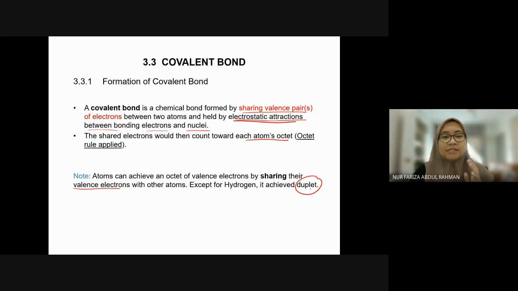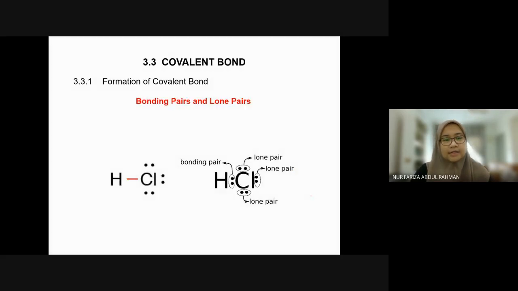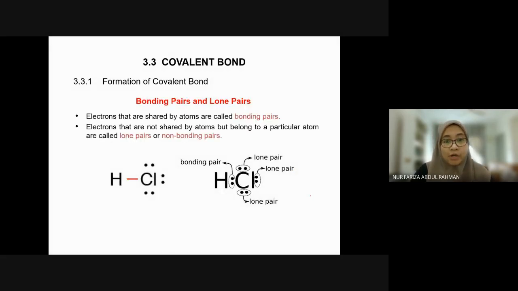So duplet is also considered as a stable configuration other than octet. All right, so bonding pairs and lone pairs. What is a bonding pair and what is a lone pair? Electrons that are shared by atoms are called bonding pairs. Electrons that are not shared by atoms but belong to a particular atom are called lone pairs or non-bonding pairs.